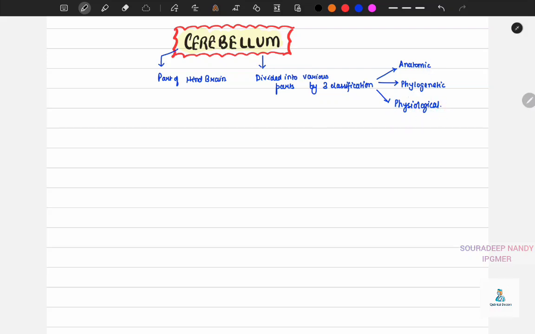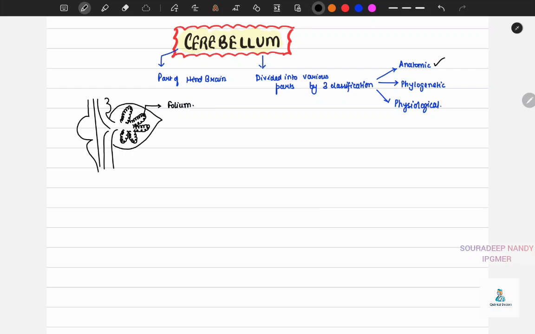Let us first observe the anatomical classification. Let us learn the anatomy first. First, let us draw the brainstem. Here is the midbrain, pons and medulla, and behind the pons we have the cerebellum. I am drawing the fourth ventricle and the central canal. If we draw a sagittal section of the cerebellum, we can see various leaf-like white matter. This leaf-like presentation of white matter is called folium, and the part of cortex intervening between two folia is called fissure.